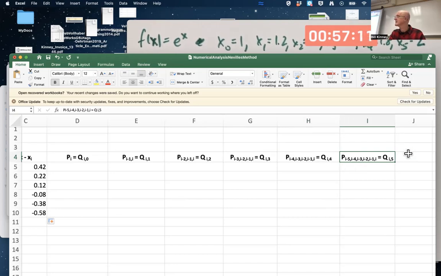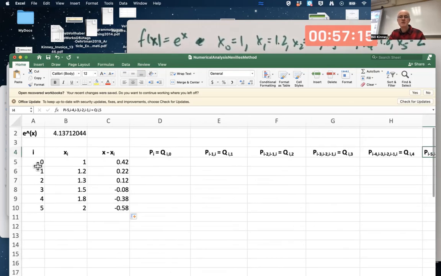I could add more columns to get higher degrees as well, but I'd have to have more nodes if I did that, right? Based on 6 nodes, labeling 0 through 5, I'm after a degree 5 approximation in the end.